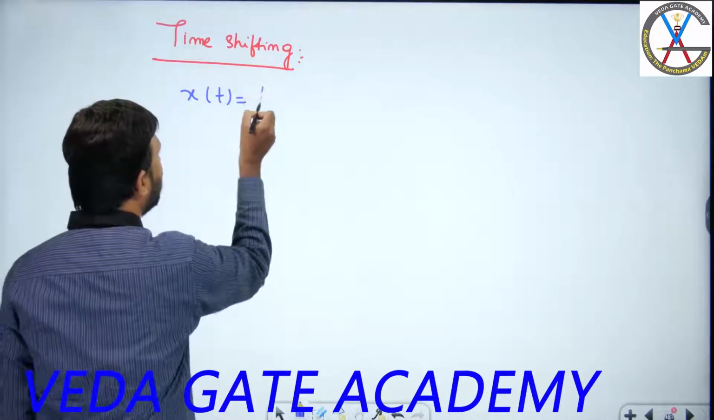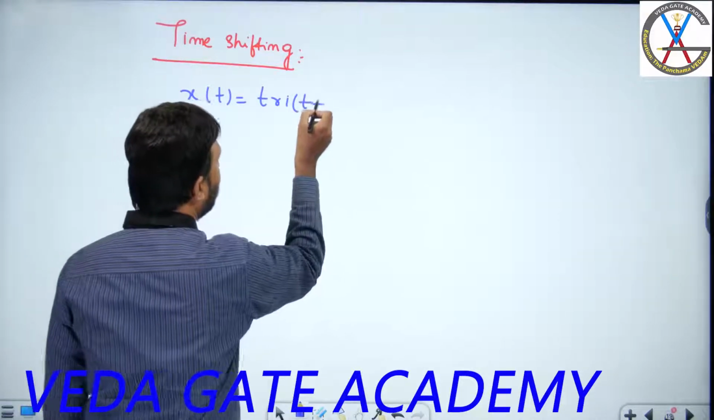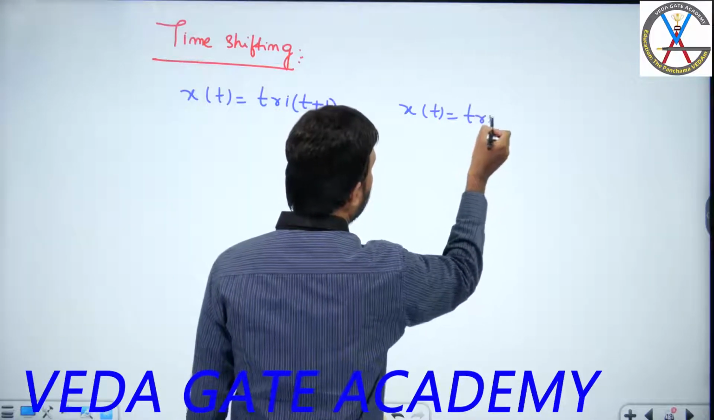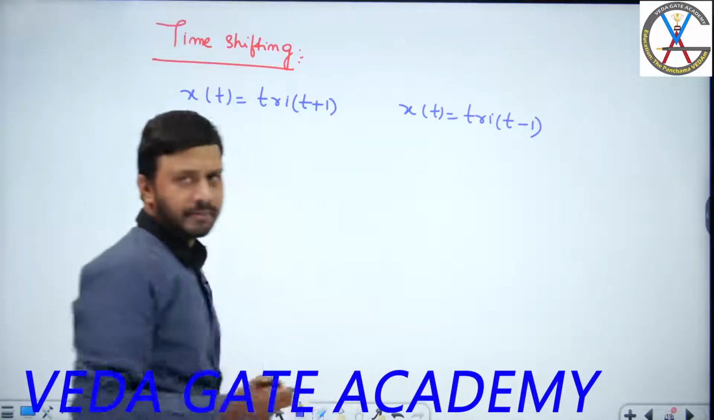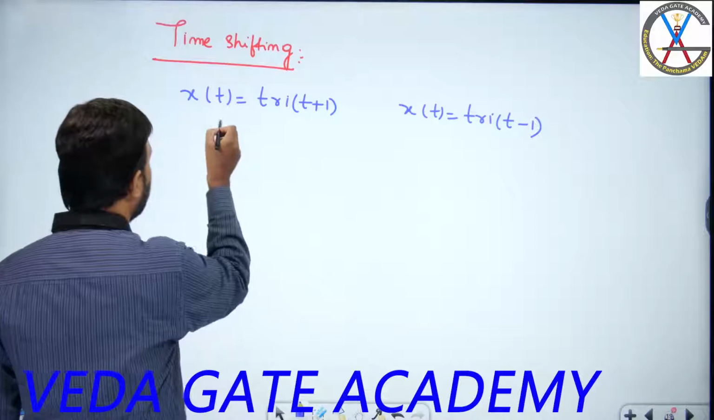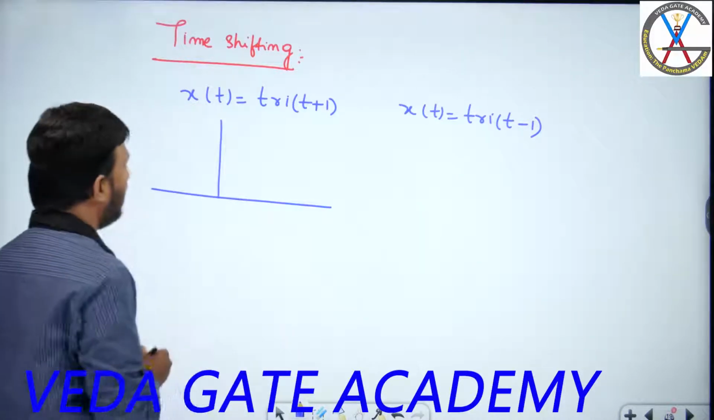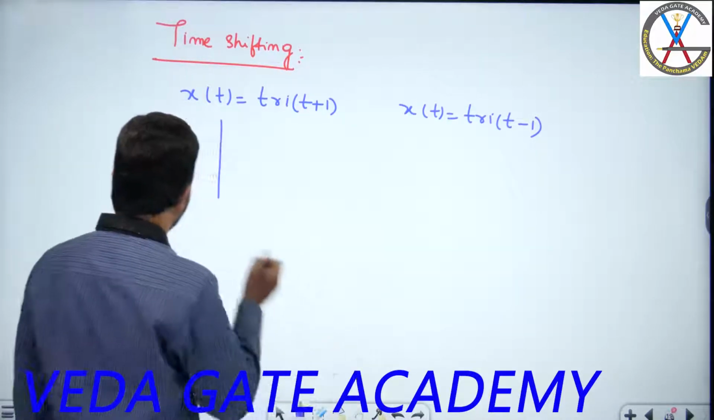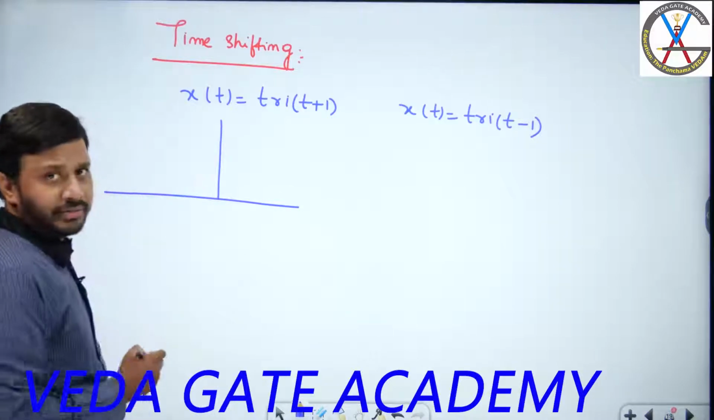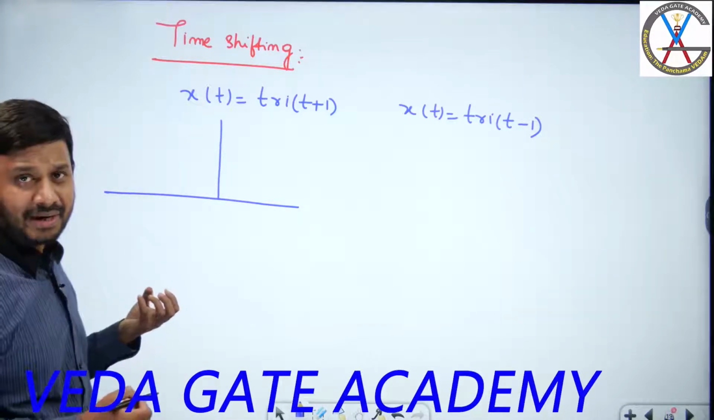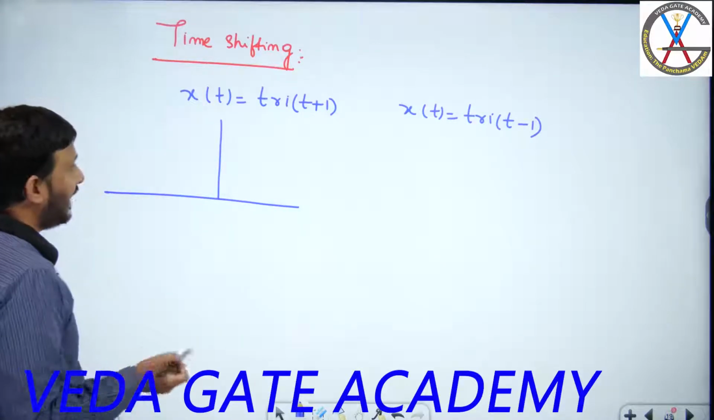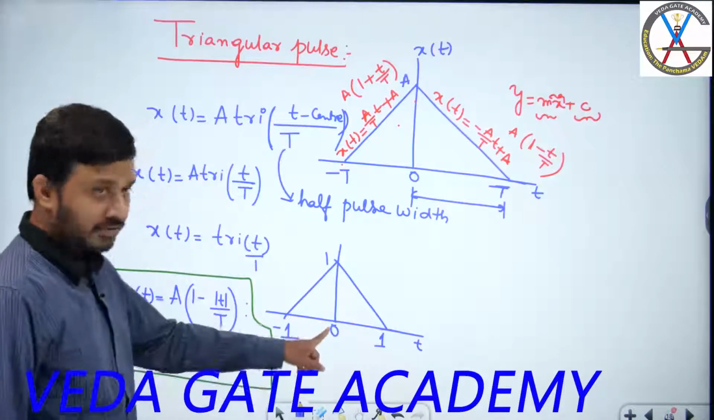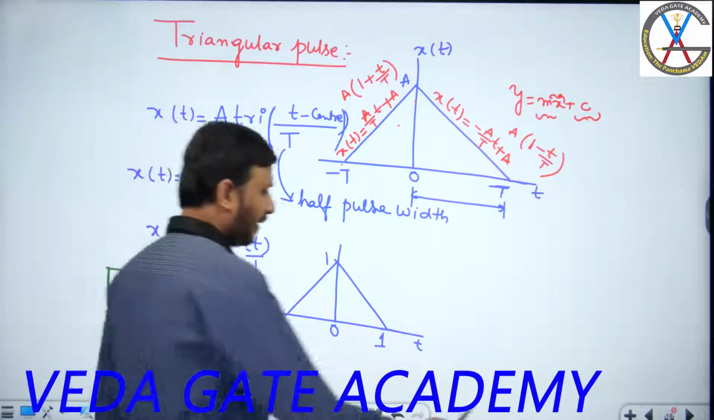Try to get the shapes of the signals: tri of t plus 1, tri of t minus 1. Tri of t plus 1 means what? Tri of t plus 1 is the advanced version of tri t by how many units? 1 unit. It means simply shift the signal tri t left by 1 unit. Tri t is centered around 0. Now this will be shifted to the left by 1.